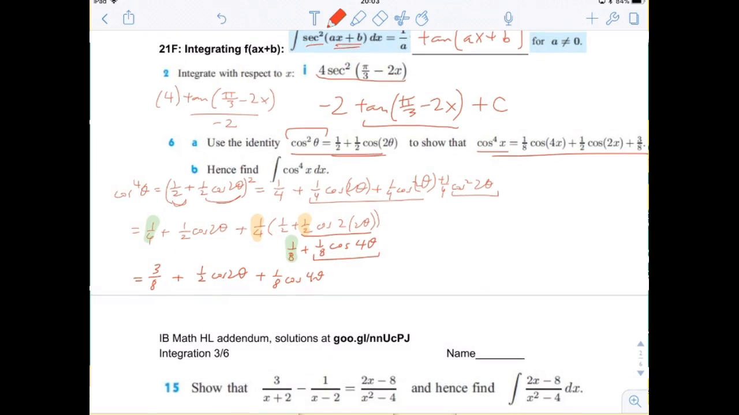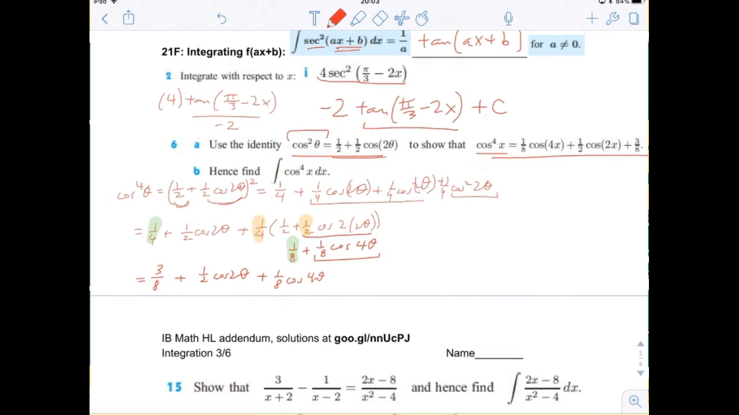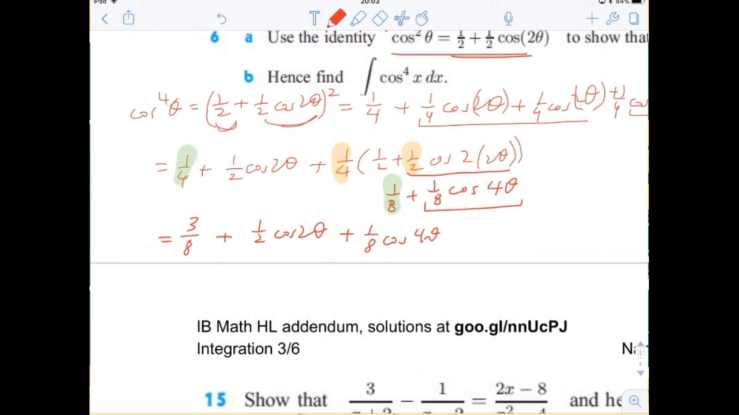Now I forgot that there are x's here and not theta, so I can replace all those, okay? So remember that basically what we did here was that cosine to the fourth x is equal to this expression, except I'm going to put 2x and 4x instead. Okay, so I got that. Then what they want to know is, what's the integral of cosine to the fourth x? And that's actually a pretty hard problem because you try to do this.